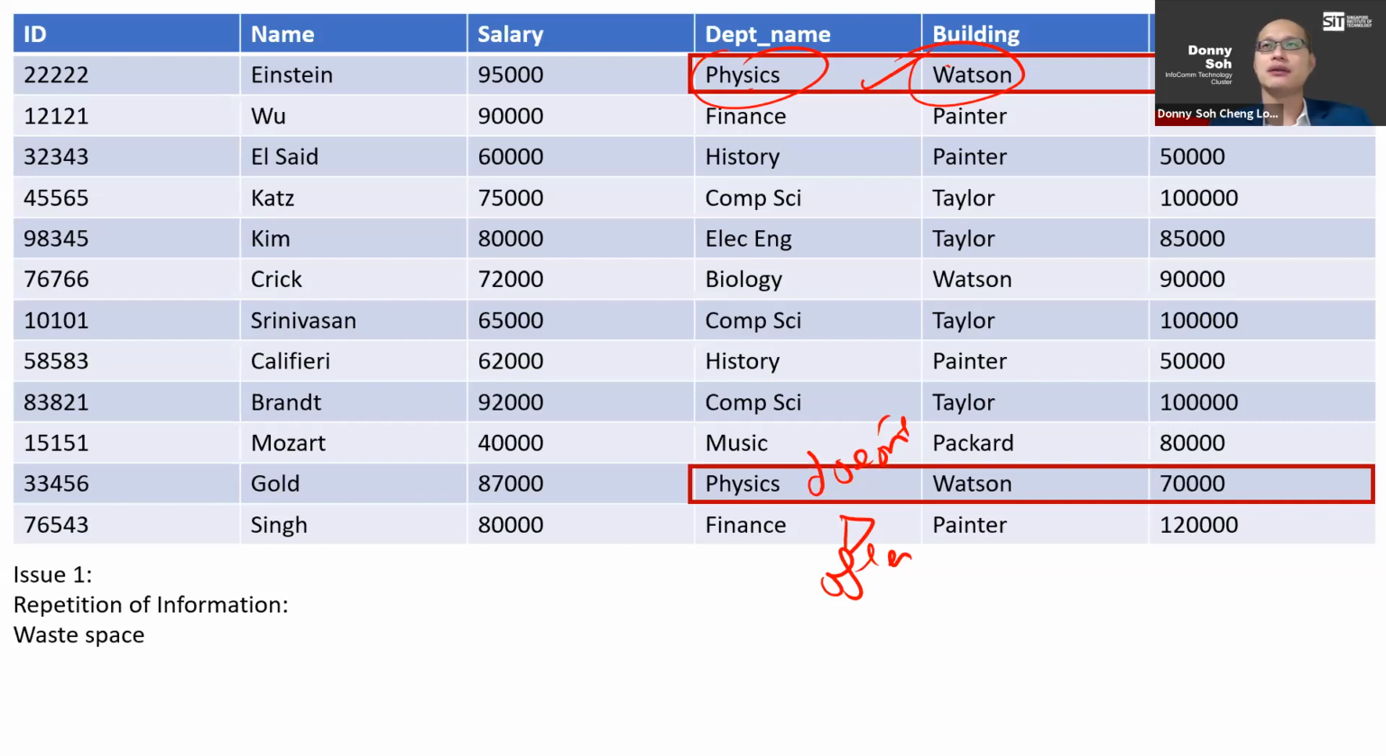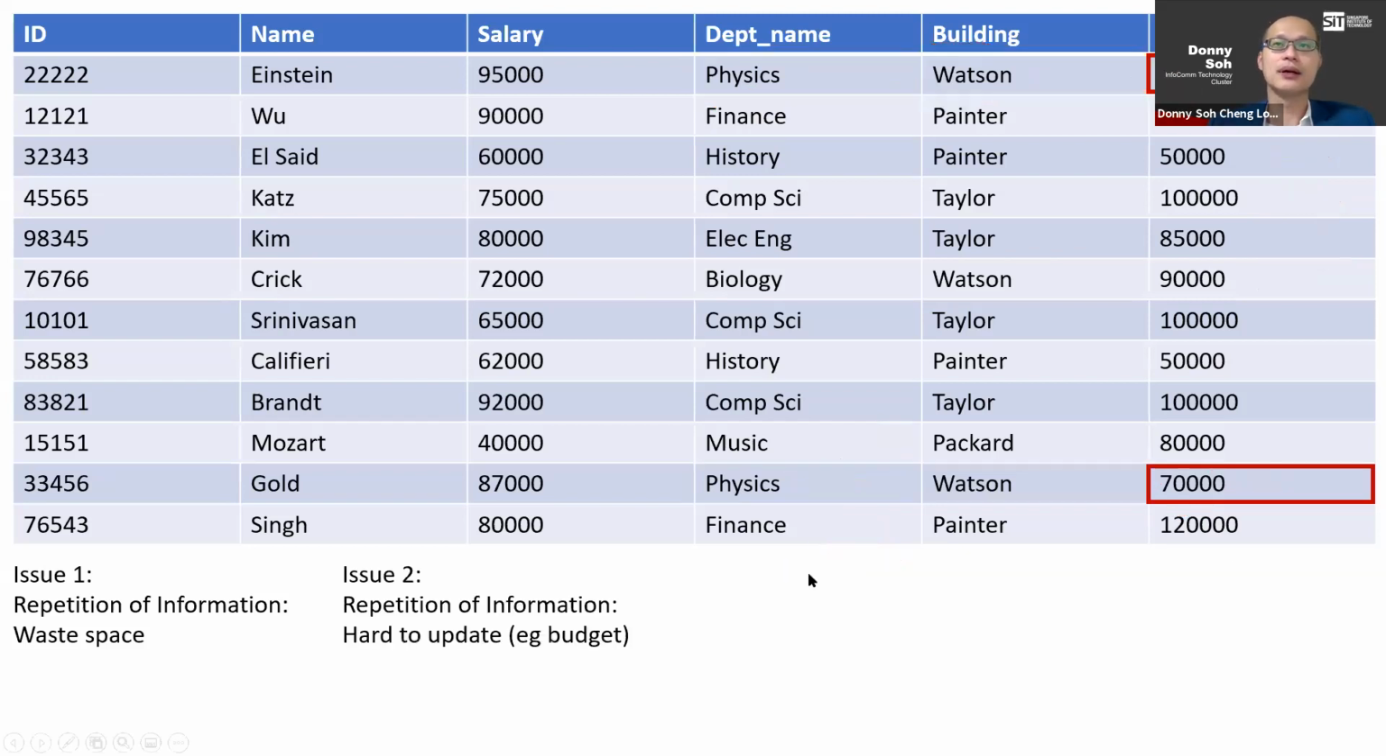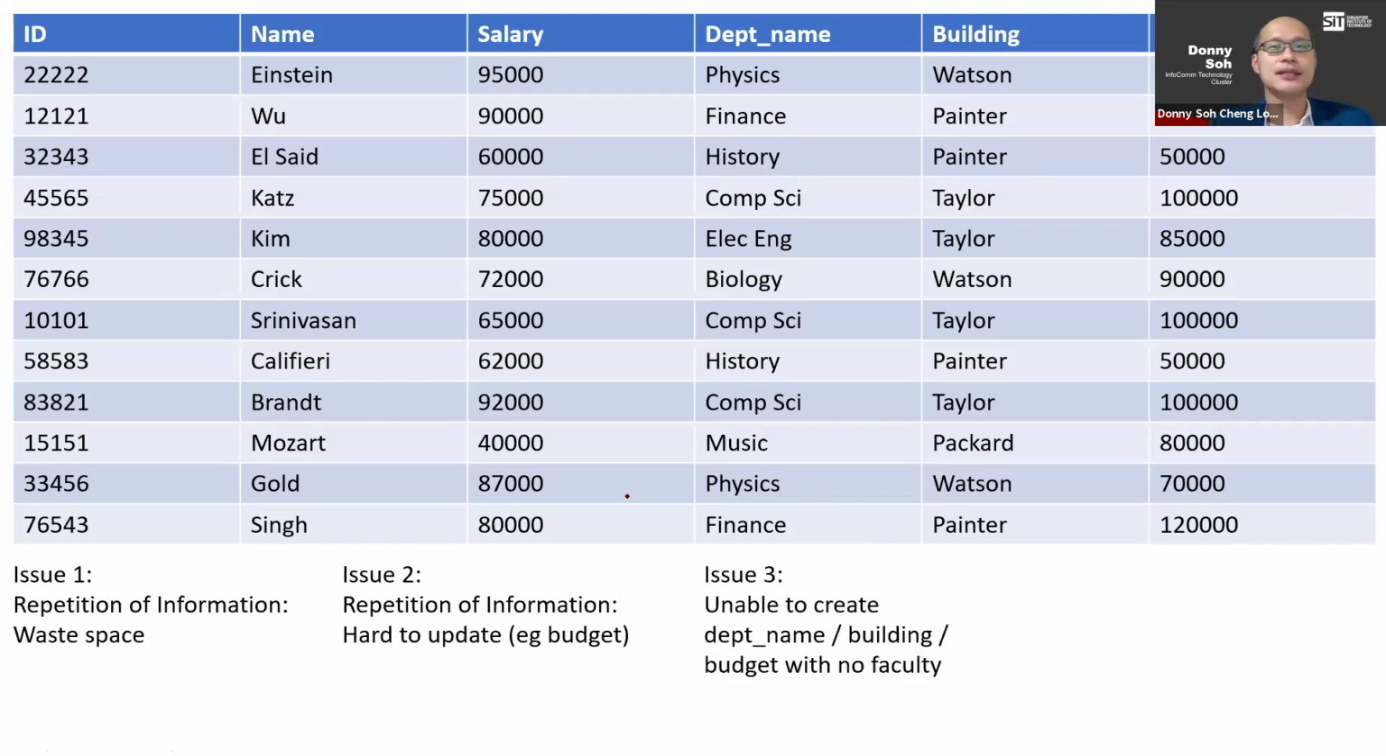But the thing is that the budget probably changes every few months. So every time the budget changes, you have to search through the entire file to update the new budget into the corresponding fields. Okay, the second point. The third point is I'm able to create a building and department name with no faculty. Every single building and department is tied in with a faculty. So if I want to create a building with no faculty, it'll be something like this.